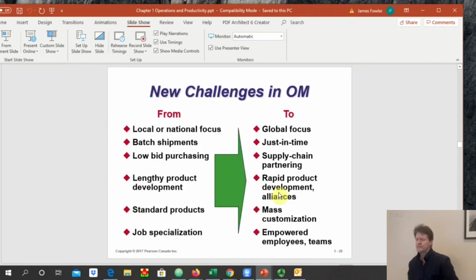Disciplines. Okay, some new challenges in operations management. We went from a local or national focus to a global focus, and we can see that wherever we look now. Batch shipments to just-in-time, low bid purchasing, supply chain partnering, lengthy product development. Now we're moving to rapid product development and alliances, and from standard products to mass customization, and job specialization to empowered employees and teams.